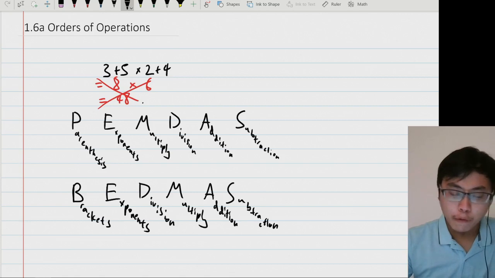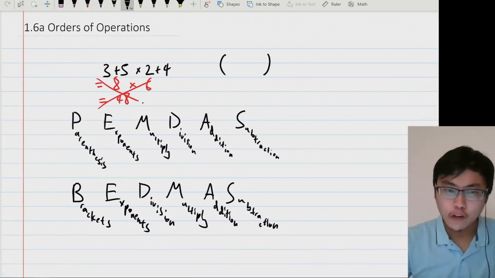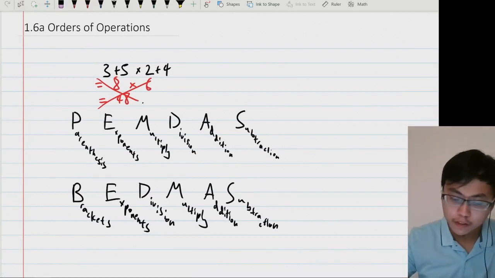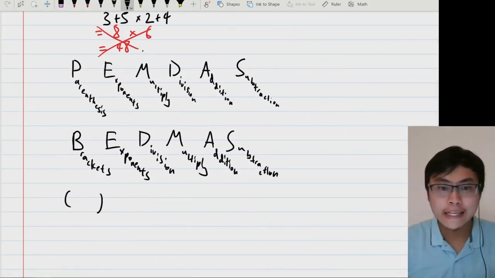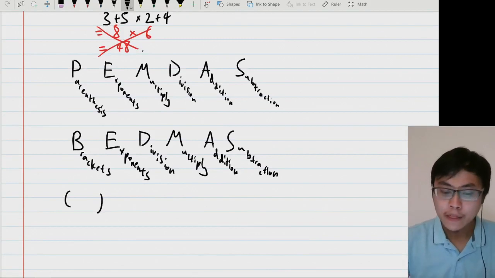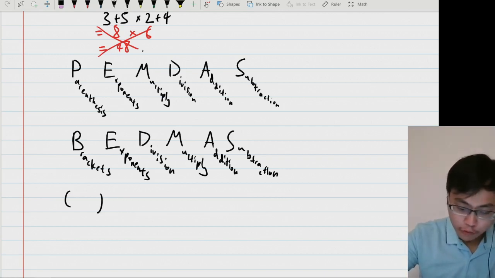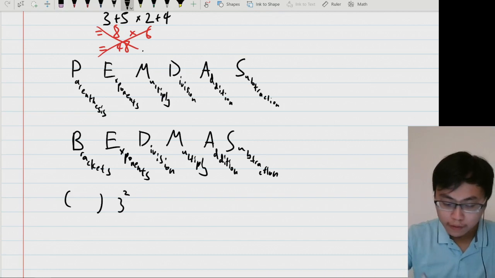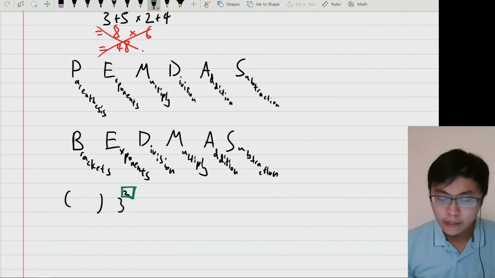So we can see parentheses and brackets are the same thing. These are called brackets. These are called parentheses. Exponents, we've just learned index notation last lesson. Exponent is the index, it is the power. For example, we have 3 to the power 2, that's the exponent over here. And we have division, multiply, addition, subtraction.